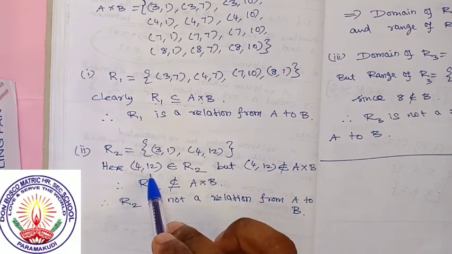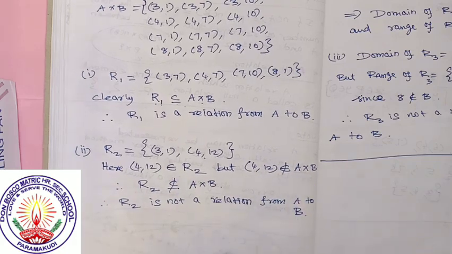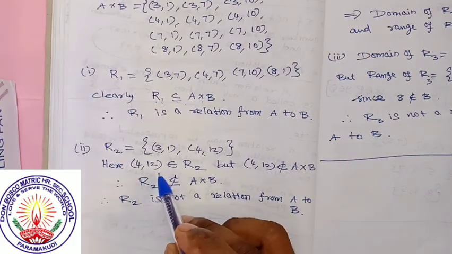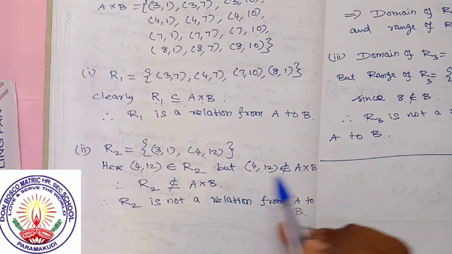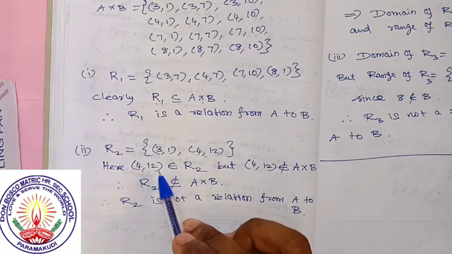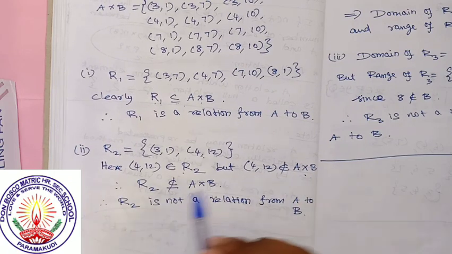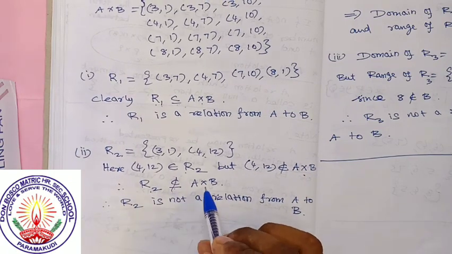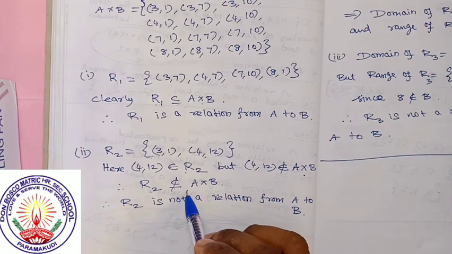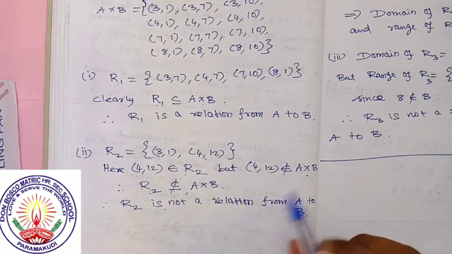That means R2 is not a subset of A cross B. If this (4, 12) were also in A cross B, it would be a subset. But one element which is in R2 is not in A cross B. Therefore, R2 is not a subset of A cross B. If it is not a subset of A cross B, it will not be a relation. Therefore, R2 is not a relation.